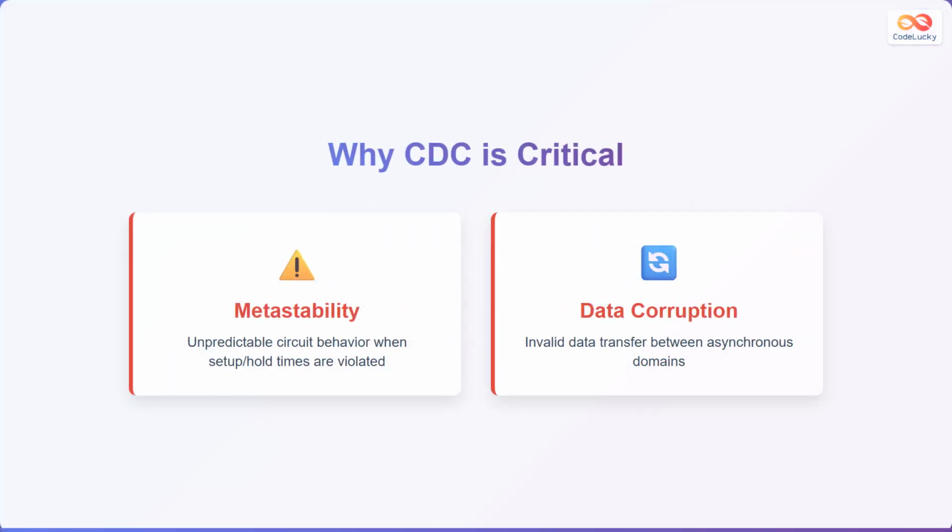Why is clock domain crossing critical? There are two primary reasons why careful consideration of clock domain crossing is essential. First, metastability. This is unpredictable circuit behavior when setup or hold times are violated. Second, data corruption. This is invalid data transfer between asynchronous domains.